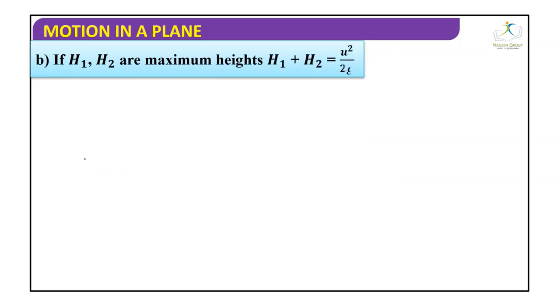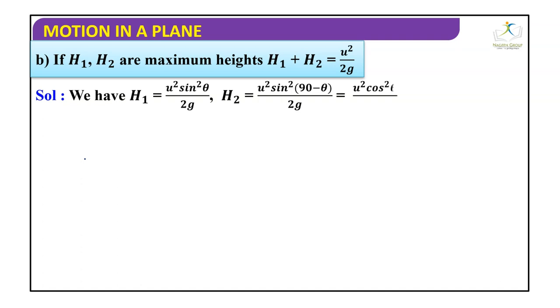If H1 and H2 are the maximum heights, then H1 + H2 = u²/2g. We have H1 = u² sin²θ/2g, and H2 = u² sin²(90 minus θ)/2g, which equals u² cos²θ/2g. So when we accumulate all these values, H1 + H2 comes to u² sin²θ/2g plus u² cos²θ/2g.